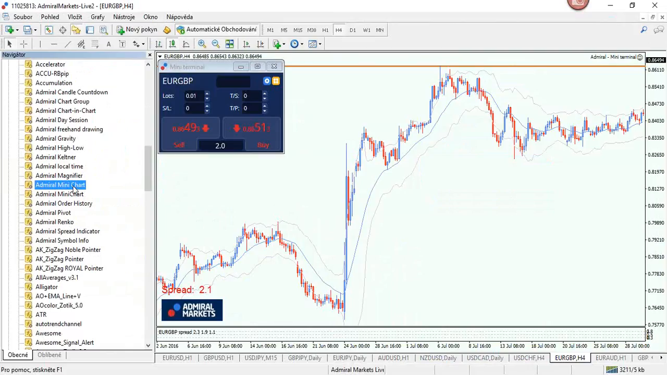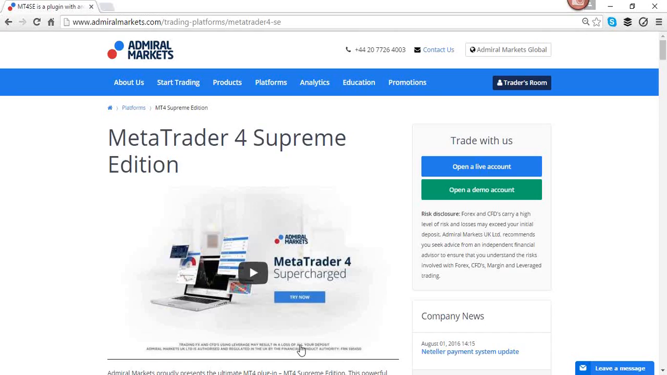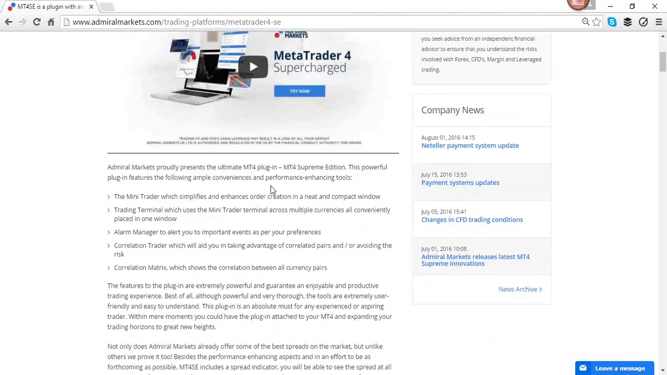Let me try to find it. Trading simulator right there. All right, so that's cool. You can basically test the simulator and try out your strategy like that. All right, so instead of doing it manually, you can use a cool tool like that. That is also a new part of the Supreme or MT4 SE Supreme Edition. So that's very interesting to try out.